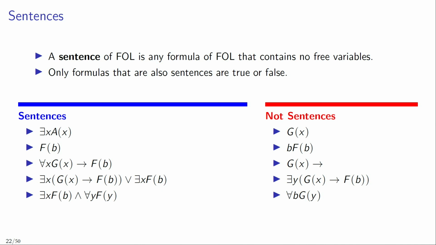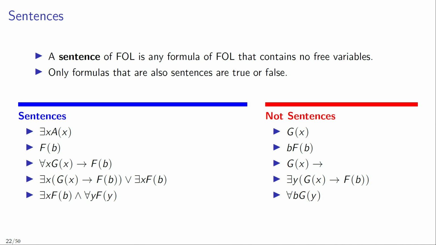Let's start on the left-hand side. There is an x such that ax, that is a sentence. We have one variable x and it is bound by the existential quantifier. fb is a sentence. It's an atomic formula without any variables, so all variables are bound, so this is a sentence. In the third line, we have the sentence, if all x are g, then fb. Again, we have only one variable x, and that's bound by the universal quantifier, so that's a sentence.